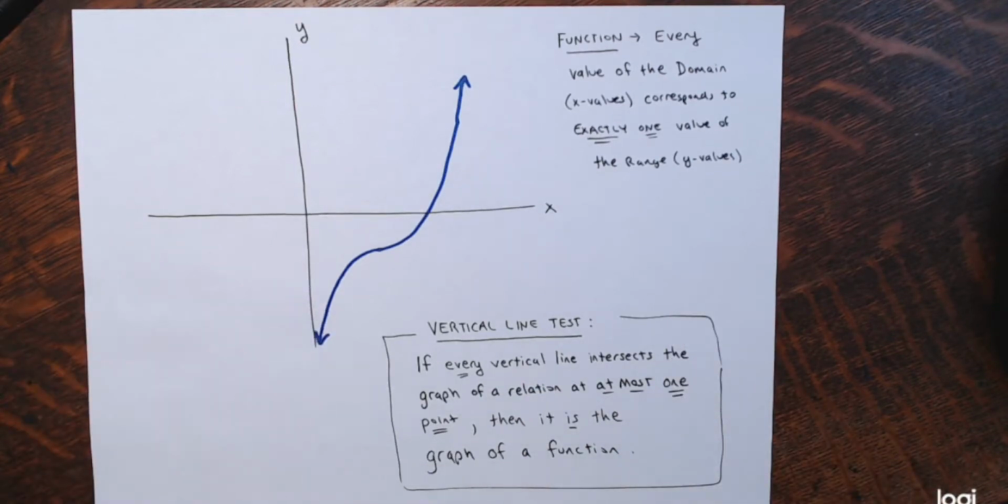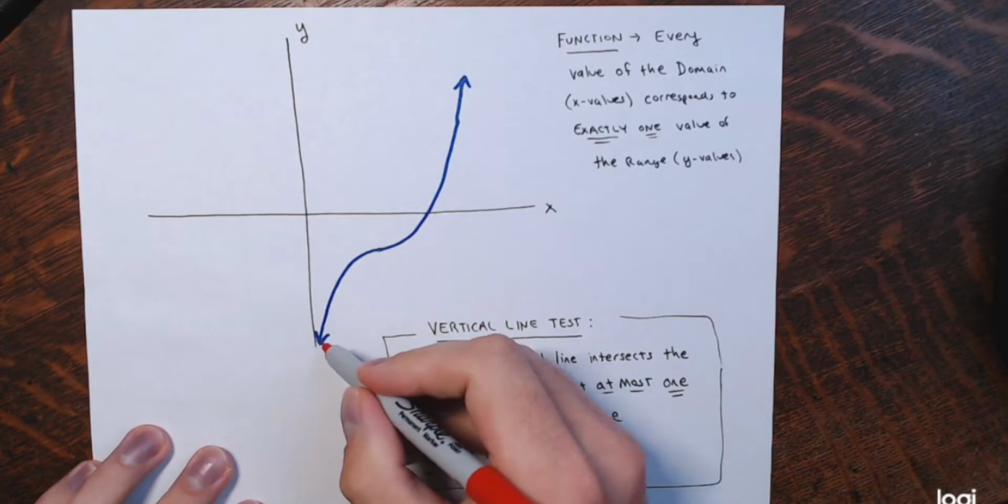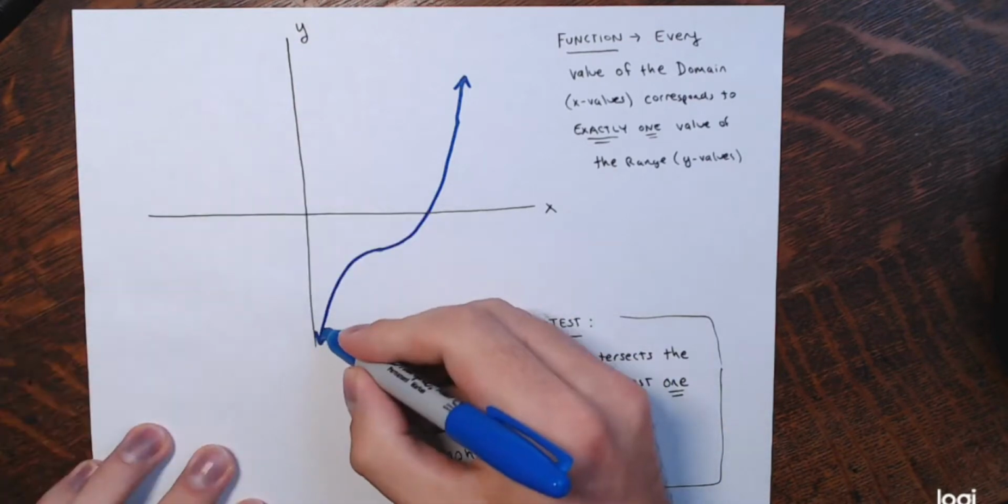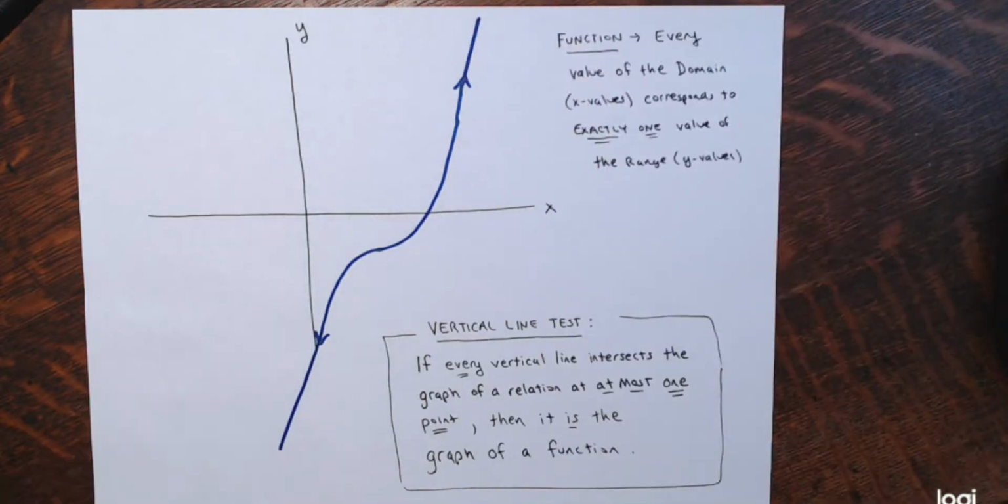So you start drawing vertical lines. Now remember what the little arrows mean. The little arrow on the graph means this is going this way forever in that direction. This is going this way forever in that direction. Forever. So you start drawing vertical lines.